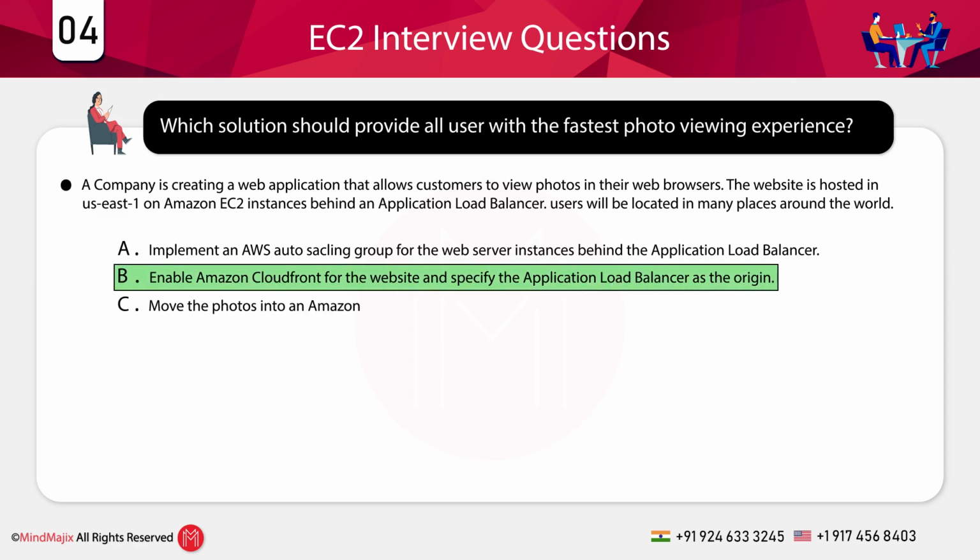Move the photo into S3 bucket and enable static website hosting. It's making no sense, so you can eliminate this one. Enable ElastiCache in the web server. Why would ElastiCache come into the picture? Here the question is of CloudFront. This question's answer should be CloudFront. If you're not getting the exact answer, try to eliminate the other answers.